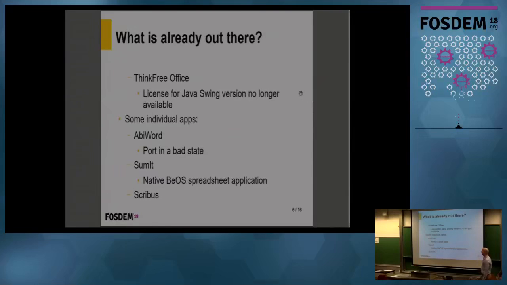Some individual apps that were there: there was an AbiWord port, but it was in the same state as my LibreOffice port is. It wasn't really usable. There is Sumit, a spreadsheet application that was written for BeOS. And there is Scribus, which is a Qt application. Because we also have a Qt toolkit ported, any Qt application can work on Haiku as well.